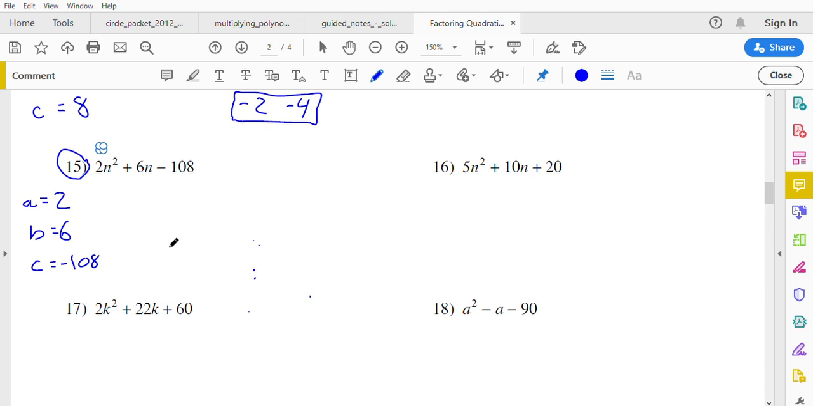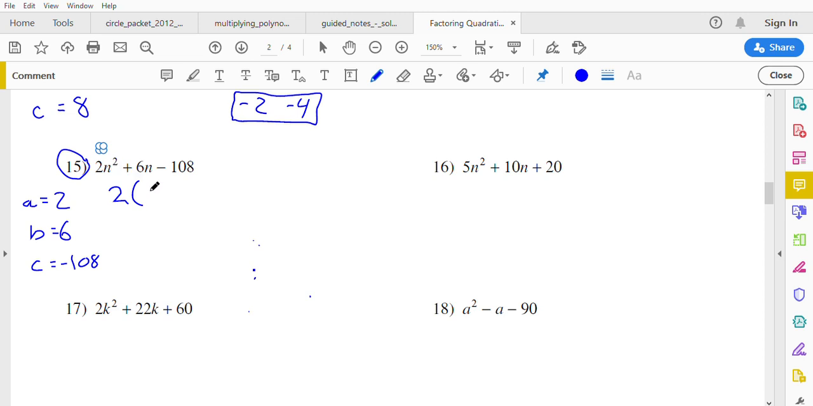The first thing that we want to look at is, are all of these numbers divisible by A? Okay, in this case, are they all divisible by 2? And it's pretty easy to tell when it's 2 because they're all even numbers, right? 2 is an even number, 6 is an even number, and 108 is an even number. So before we even start doing anything, the first thing we can do is we can factor out a 2, okay? And we're going to divide all these numbers by 2.